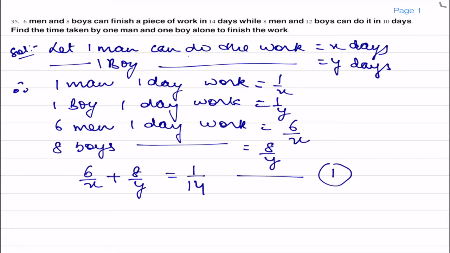Similarly, the second equation: 8 men and 12 boys can do it in 10 days. So 8 men's 1 day work will be 8 upon x and 12 boys' 1 day work will be 12 upon y is equal to, together they finish the work in 10 days, so their together 1 day work will be 1 upon 10. This is our second equation. Now the rest of the method, children, you already know: how to solve both the equations simultaneously.